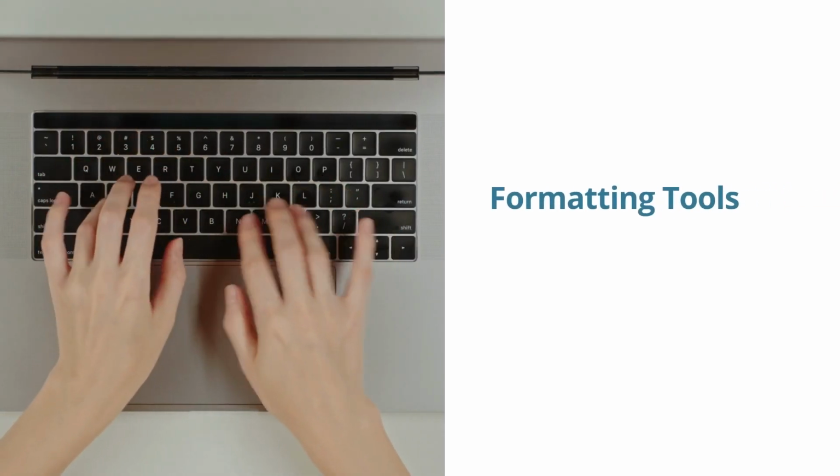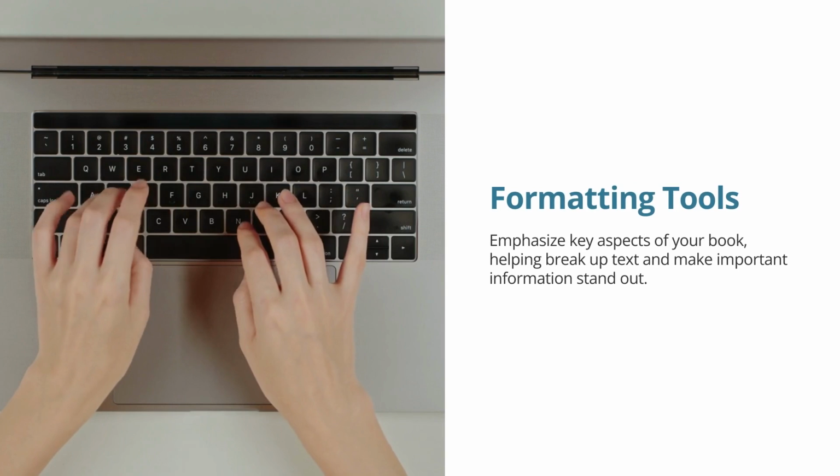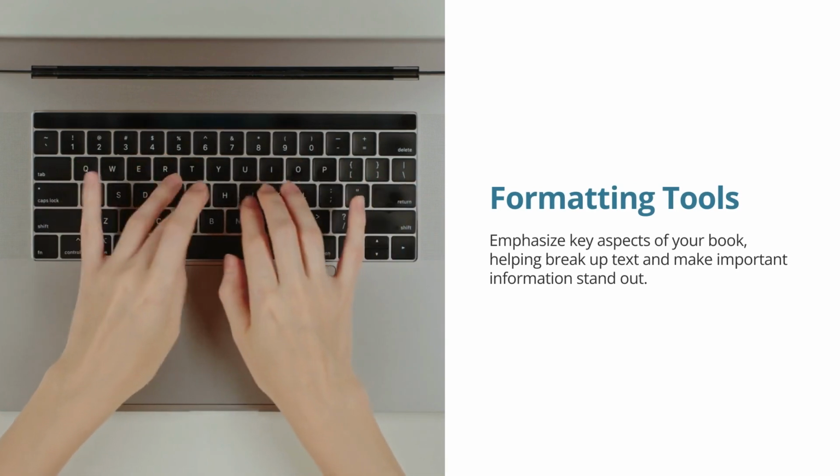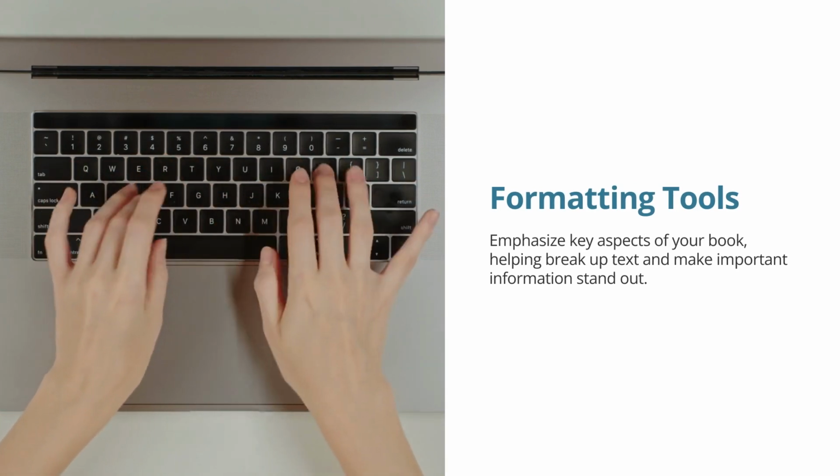Use formatting tools like bold and italics to emphasize key aspects of your book. This helps break up text and makes important information stand out, making your description more engaging and readable.